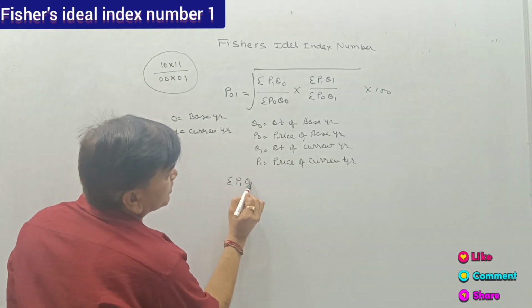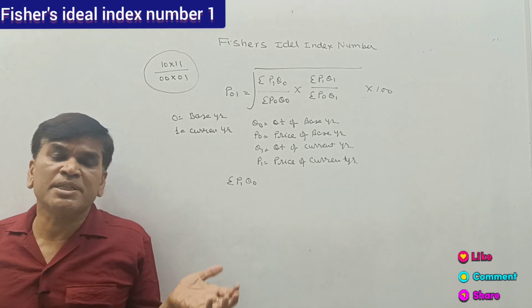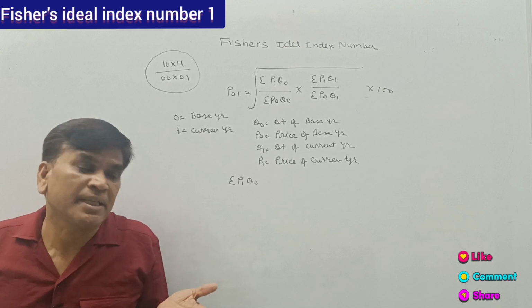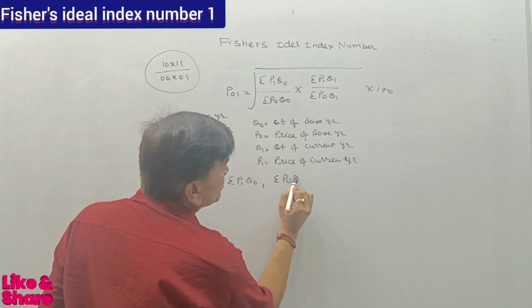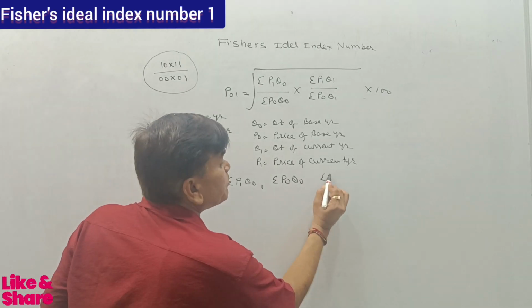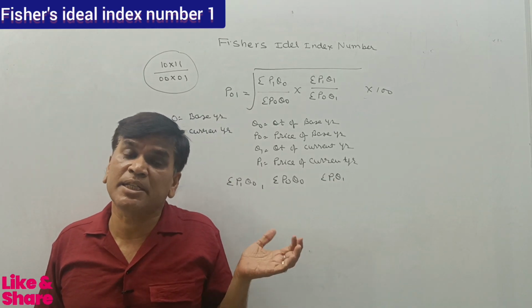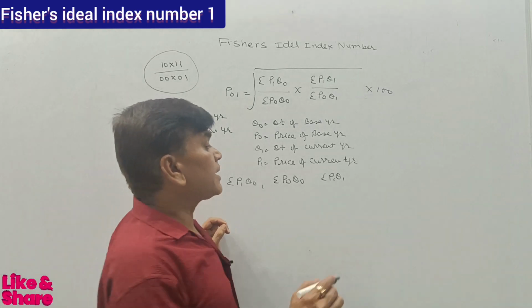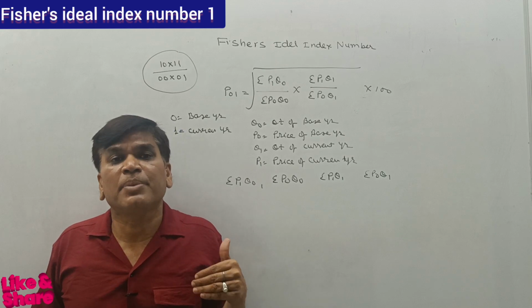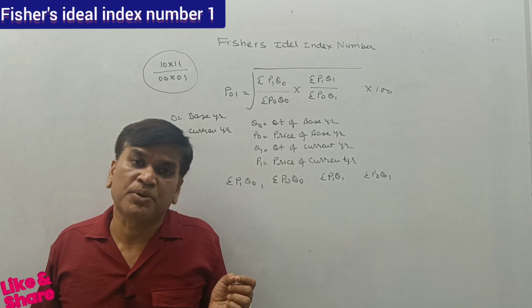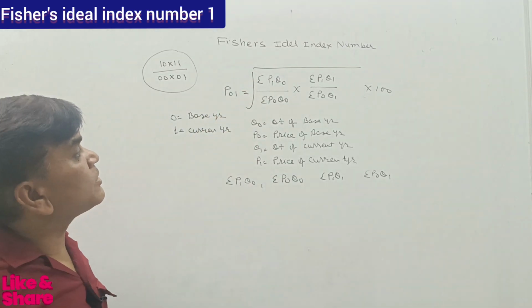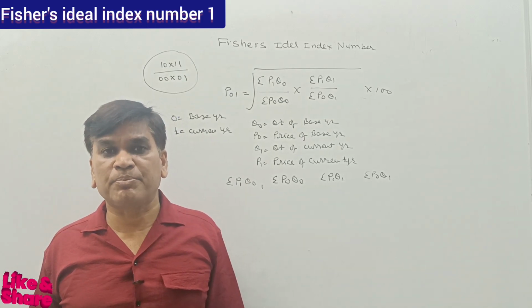So sigma P1Q0 is the multiplication of the current year price with the base year quantity, and the addition of this is called sigma P1Q0. Similarly, sigma P0Q0 is the multiplication of the base year price with the base year quantity. If we calculate sigma P1Q1, it means we are multiplying the current year quantity with the current year price, and the addition of this will be called sigma P1Q1. And sigma P0Q1 is the current year quantity multiplied by the base year price, and the addition of this will be called sigma P0Q1. So the formula for Fisher's ideal index number, P01, is sigma P1Q0 divided by sigma P0Q0 multiplied by sigma P1Q1 divided by sigma P0Q1, multiplied by 100.